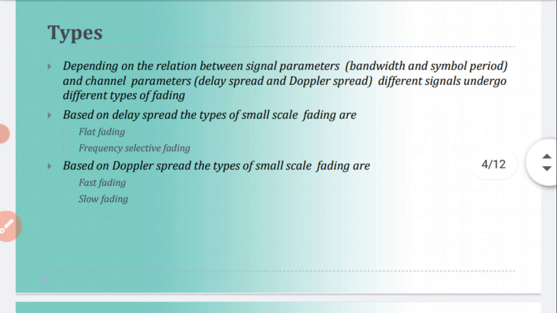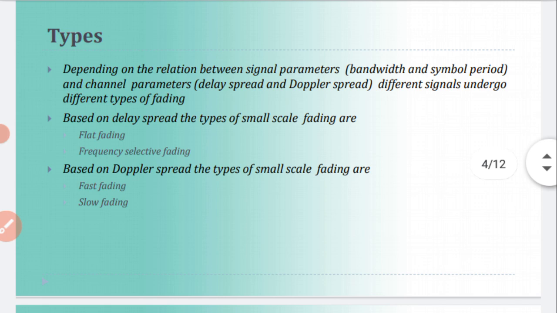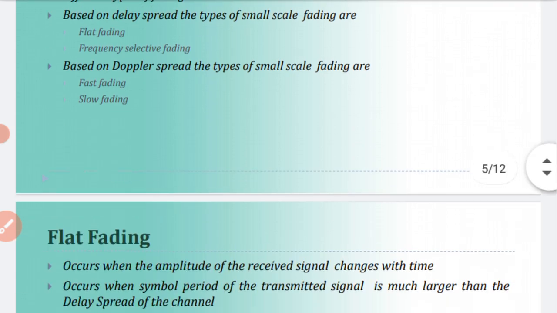So what are the types of fading? It depends on the relation between the signal parameters, here bandwidth and symbol period, and channel parameters, that is delay spread and Doppler spread. So different signals will undergo different types of fading. Based on the delay spread, the types of small scale fading are flat fading and frequency selective fading. And based on the Doppler spread, the types of small scale fading are fast fading as well as slow fading.